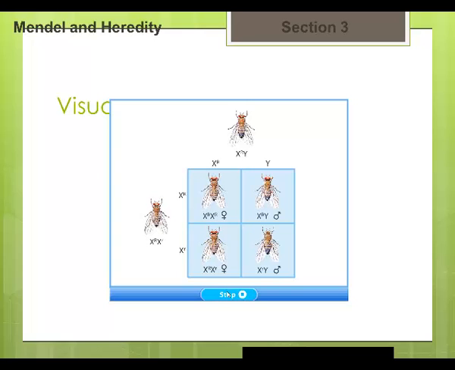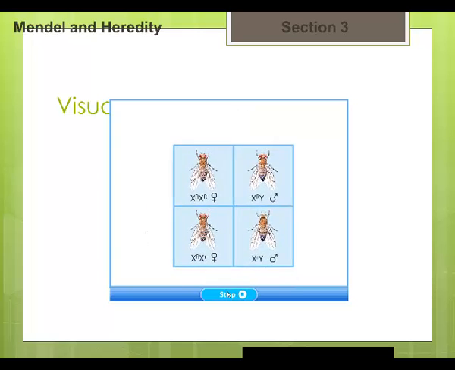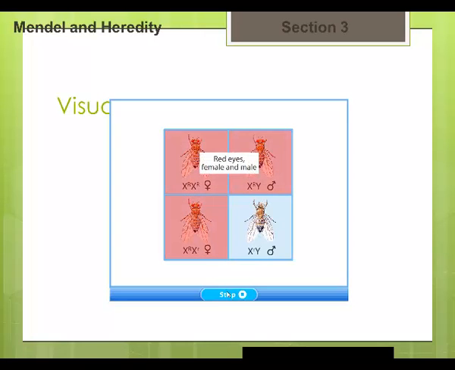The male offspring can receive only one allele for eye color, which is from their mother. She gives half of her offspring an allele for red eyes and half an allele for white eyes. Therefore, half of the males will have red eyes and half will have white eyes. Thus, the F2 generation shows the expected 3-to-1 ratio of red eyes to white eyes, but all of the white-eyed individuals are male. So that would be an example of a sex-linked trait.